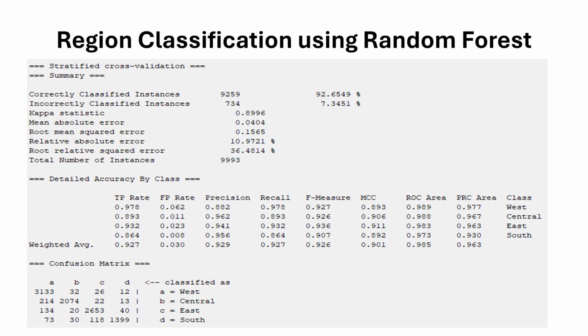This is the region classification using random forest. Here the correctly classified instances are 9,259, which is greater than the decision tree, and incorrectly classified instances are 734. As you can see here, the accuracy of this model is 92%, and the confusion matrix shows the west classification value is 3,133 and the south value is 73.